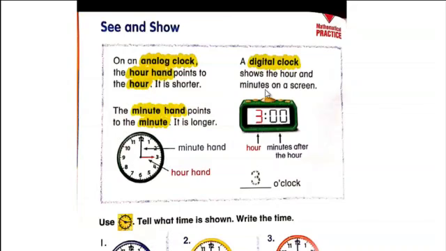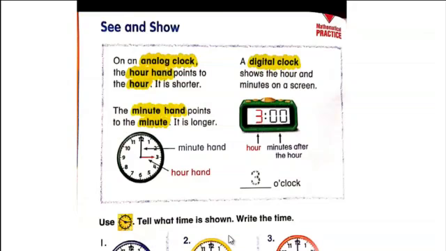Okay, the second type of clock is called a digital clock. This type of clock shows the hour and minutes on a screen. Here on the left side you write the hour, and on the right side you write the minutes after the hour. These two dots are called a colon.